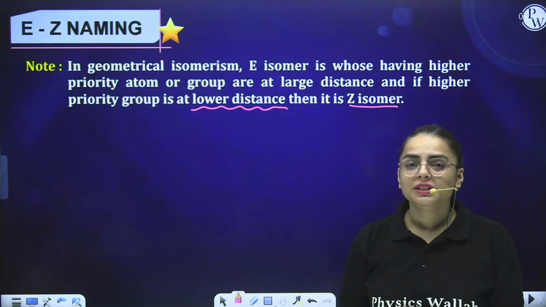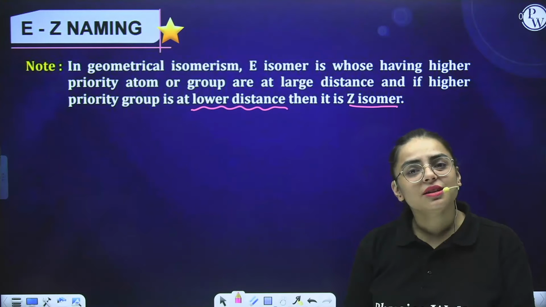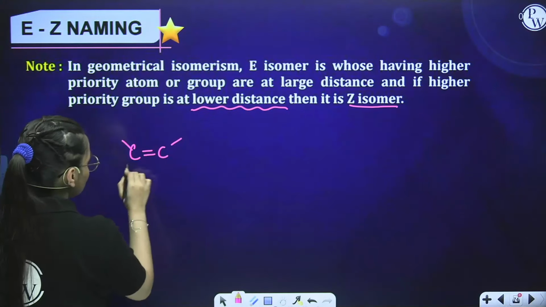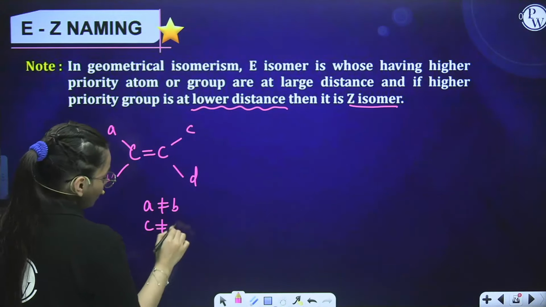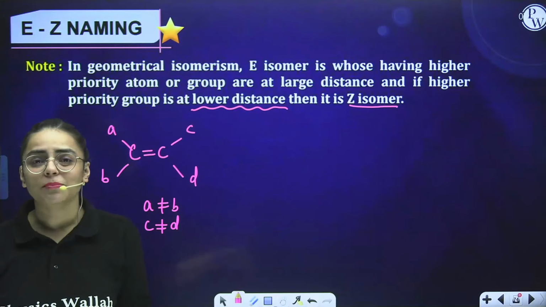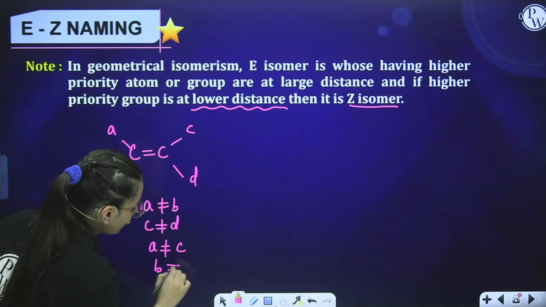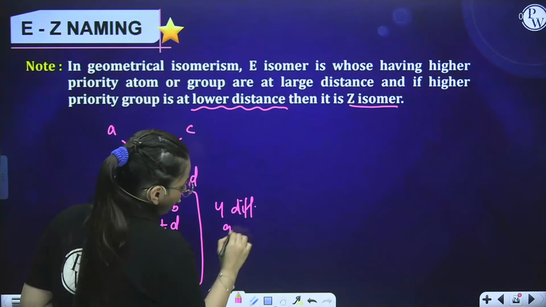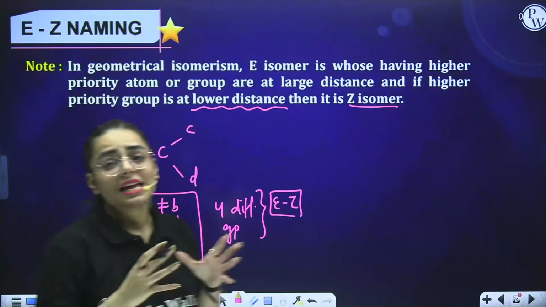First of all, you all would be thinking, why is there a need for EZ nomenclature? We have already done cis trans naming. Why is the requirement for this? Now let us see the general case which we have seen in cis and trans. We took this case, right? A, B, C, D. I told you A can't be equal to B, C can't be equal to D. But A can be equal to C, B can be equal to D. When A can be equal to C and B can be equal to D, then it is cis and trans. But when A also cannot be equal to C and B also cannot be equal to D, that means there are 4 different groups present, then we apply E and Z nomenclature.